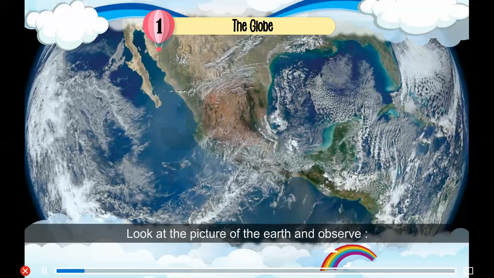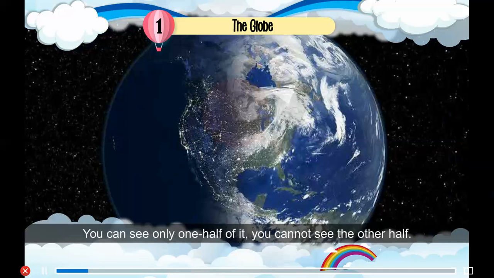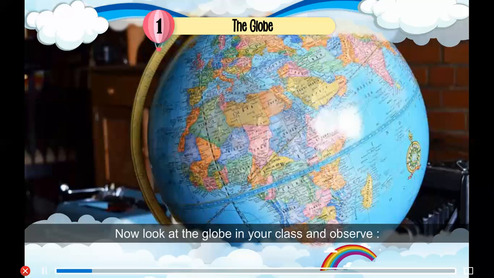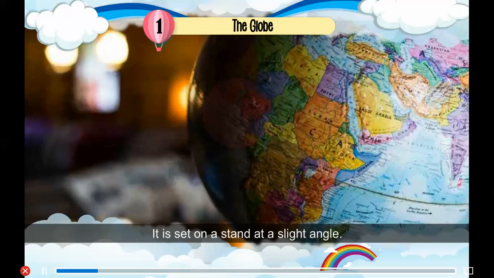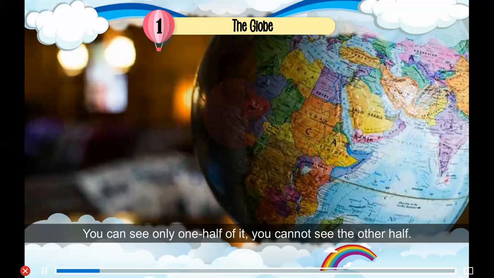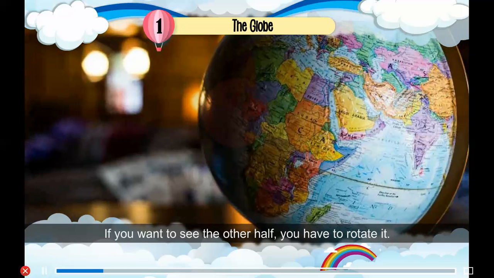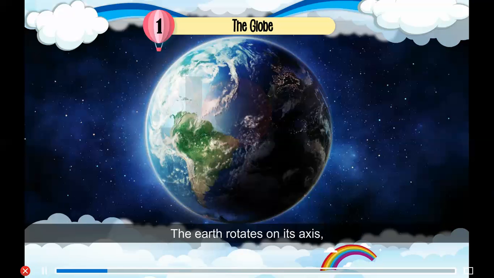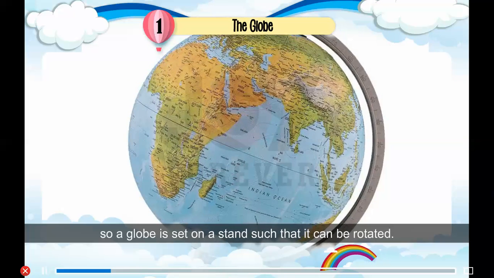Look at the picture of the Earth and observe. It is spherical, like a ball. You can see only one half of it. You cannot see the other half. Now look at the globe in your class and observe. It is also spherical. It is set on a stand at a slight angle. You can see only one half of it. You cannot see the other half. If you want to see the other half, you have to rotate it. The Earth rotates on its axis, so a globe is set on a stand such that it can be rotated.